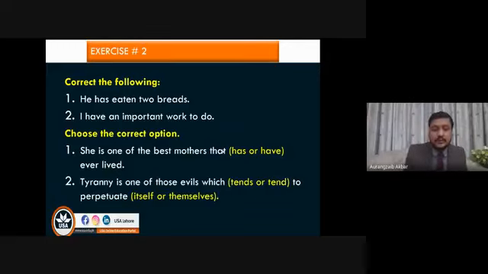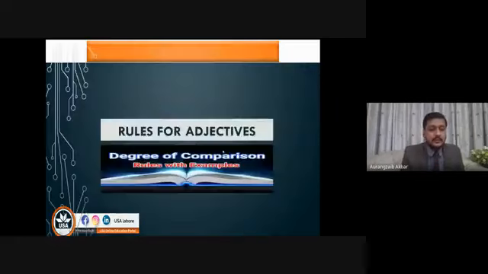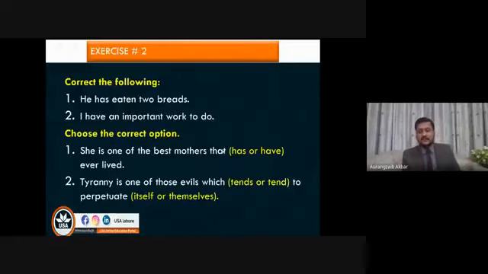So we will talk about the first sentence. He has eaten two breads. You will come up with your answers when you think about this sentence. You must have a logic for how it should be corrected. Then, I have an important work to do. Okay, we need to correct it as well. You need to come up with the correction.